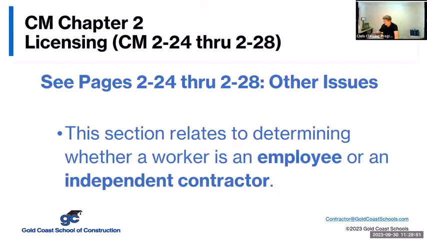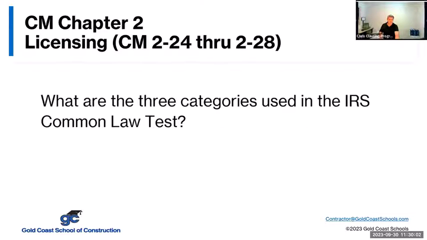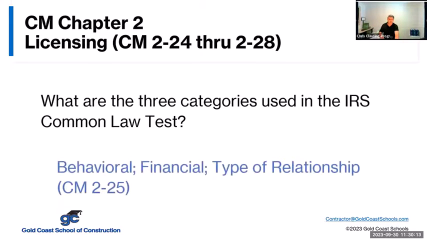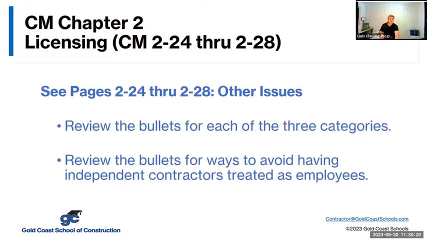And then there's a section on 224, other issues. Now, this is where that IRS common law test comes in, what's an employee versus what's an independent contractor. That's what this section relates to. There are 4 pages here. We'll go through them as a kind of question and answer. So what are the 3 categories used in the IRS common law test? And these are just things you'd want to highlight. That's going to be behavioral, financial, and type of relationship, 2-25. See pages 224 through 228 for the other issues.